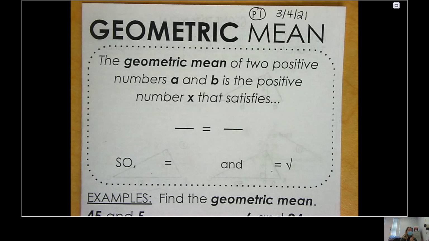So first part there says the geometric mean of two positive numbers a and b is the positive number x that follows along with the equation a over x equals x over b. A over x equals x over b. So geometric mean is just the number that when I multiply any two other numbers before that, I can solve for x.